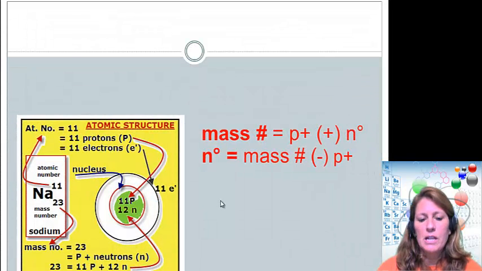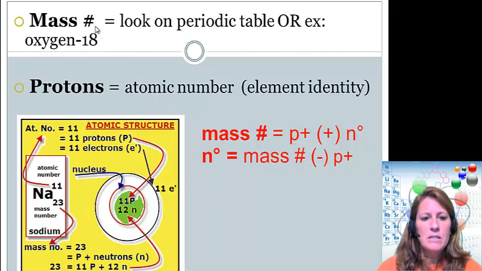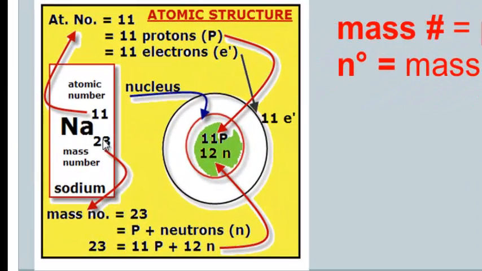This might be a good slide to pause on also. On this, for the mass number, you're going to look at the periodic table. So here is sodium, and 23 is the mass number. They labeled it for you. But if they don't give it to you, sometimes they'll write it like O-12 or Na-23. That means that the mass number is 23.